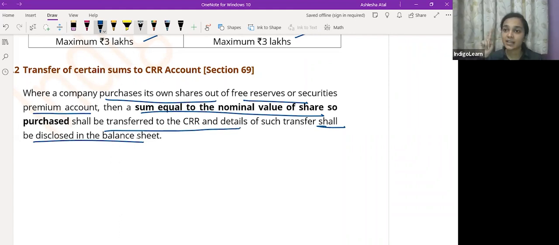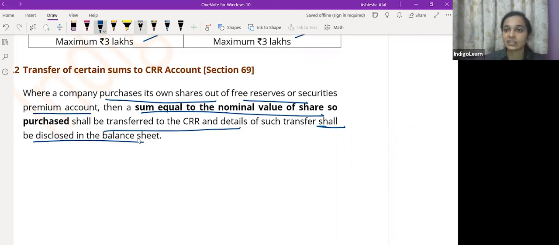So first time CRR देखा था preference share के redemption के time पे. Second time it comes here during buyback of securities. So whenever a company is purchasing its own shares, जो भी nominal value of share purchase हो रहा है, उतना amount the company will have to transfer to CRR, and the amount in CRR can be utilized only and only for issue of fully paid bonus shares.